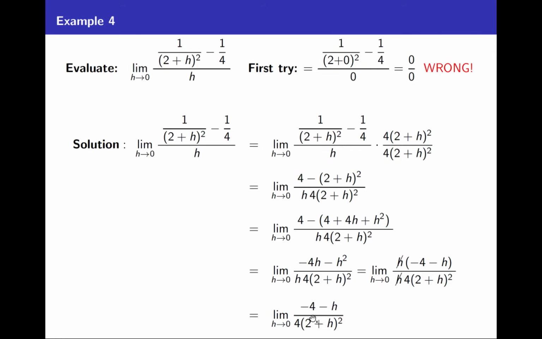Now looking at this, it's a rational function in a variable h. It's a polynomial on top divided by a polynomial on the bottom, where the variable is h. So we have a limit law that says we can evaluate this limit simply by plugging in h equals 0, wherever you see an h, here and here. And in so doing, we get an answer of negative 1/4.